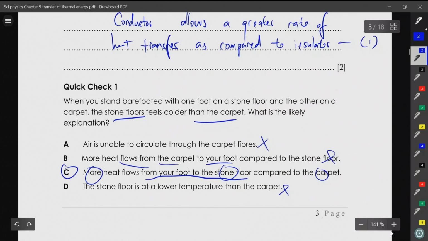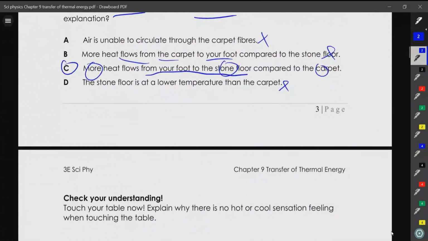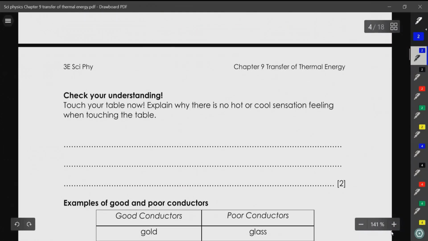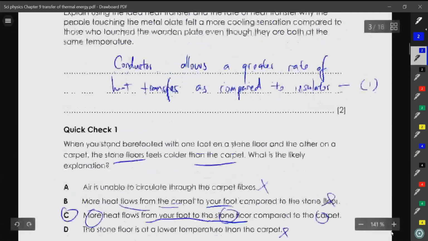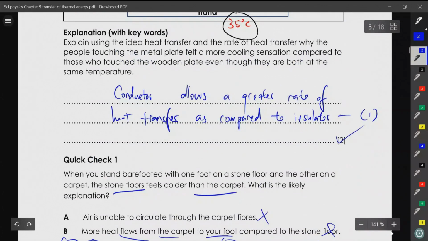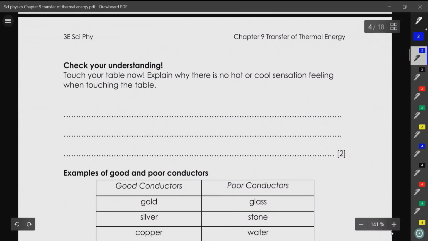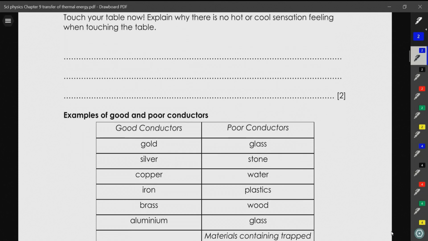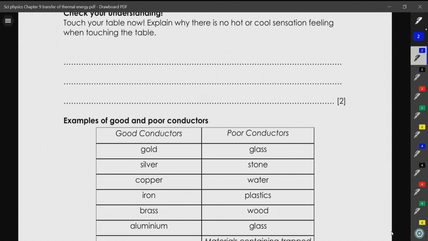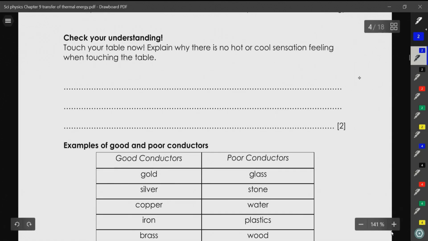So let's move on. I think this is similar to this question here, so I won't go through this question. Please try on your own. Craft your own answer, and if you want, you can check with me in class whether your answer is correct or not. I don't think you all will have a major issue with this question. So let's move on.